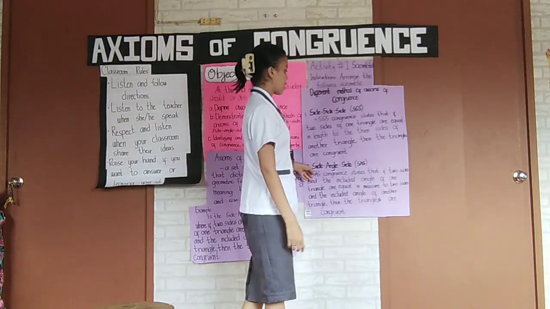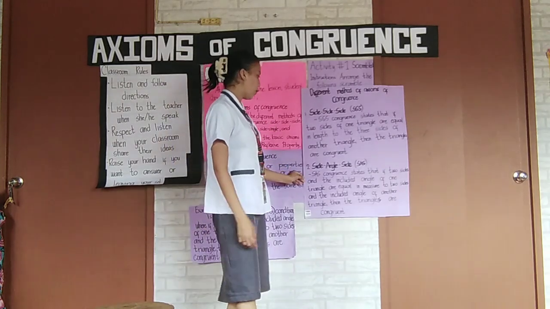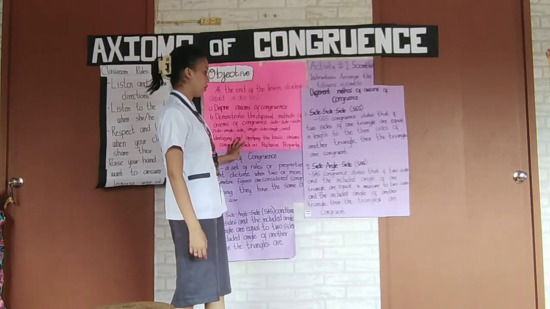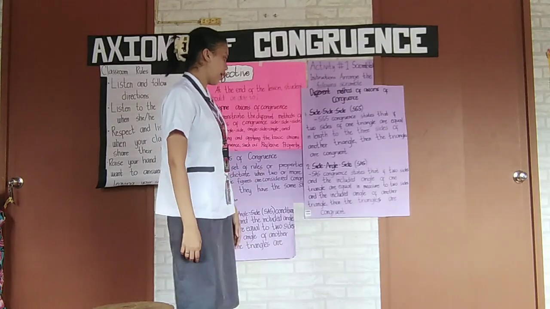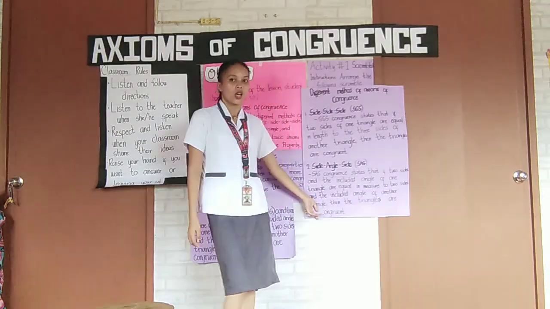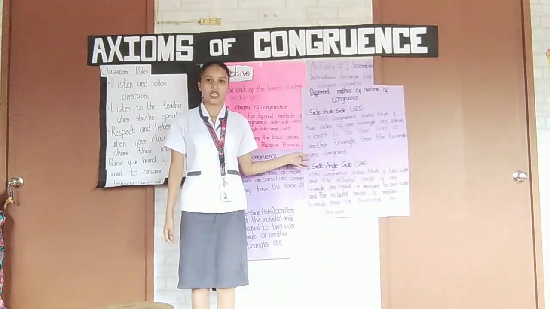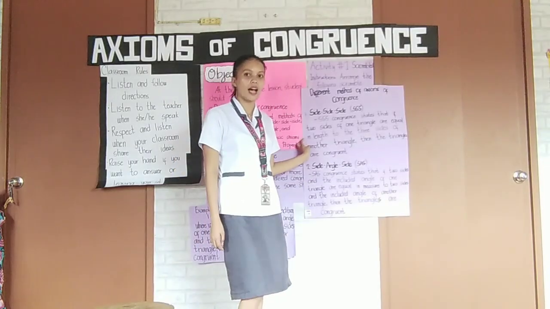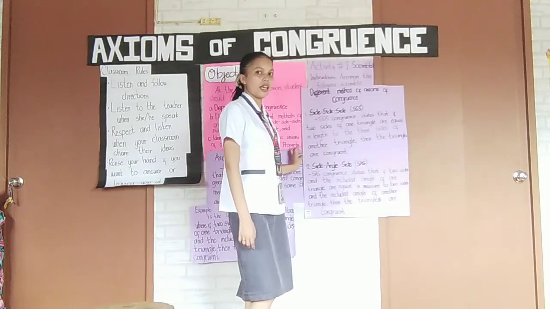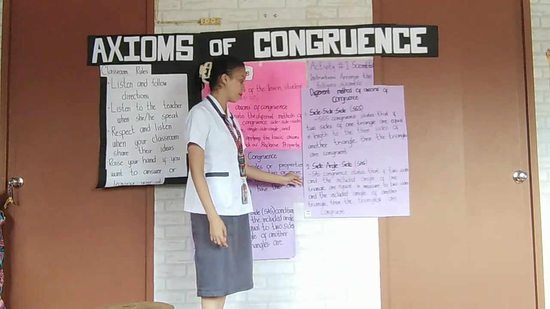Next is side angle side. Side angle side states that if two sides and the included angle of one triangle are equal in measure to two sides and the included angle of another triangle, then the triangles are congruent. So, side angle side involves matching two sides and the included angle in one triangle to the corresponding two sides and angle in another triangle to prove congruence.